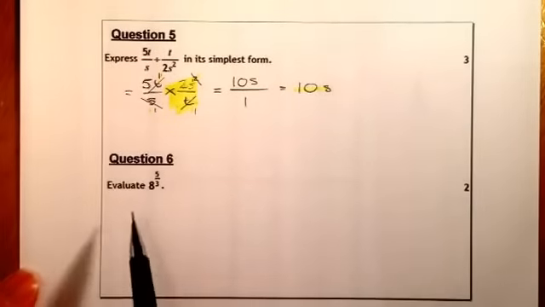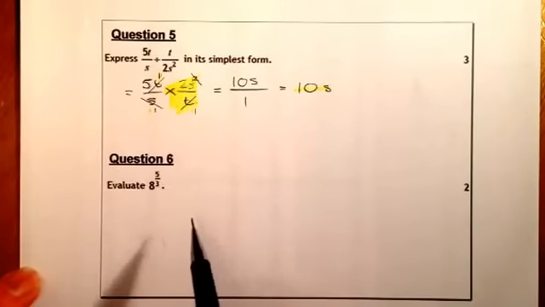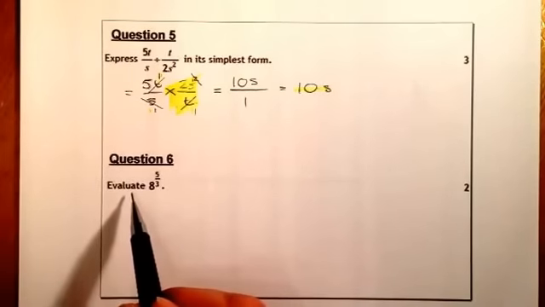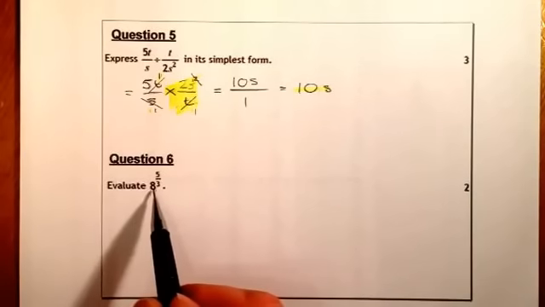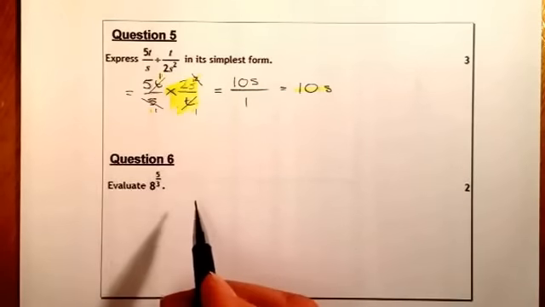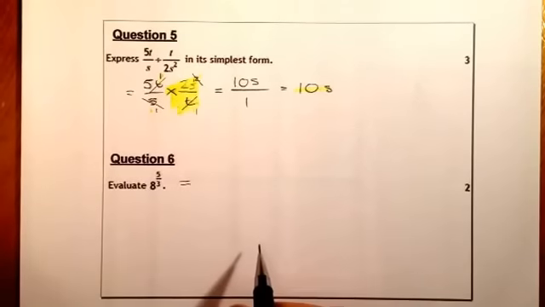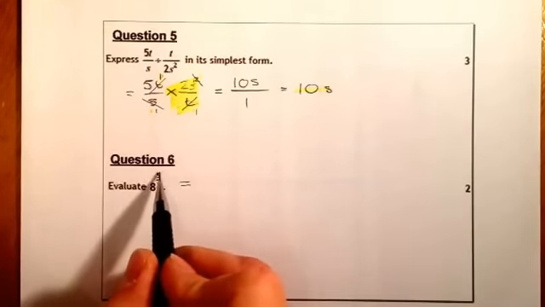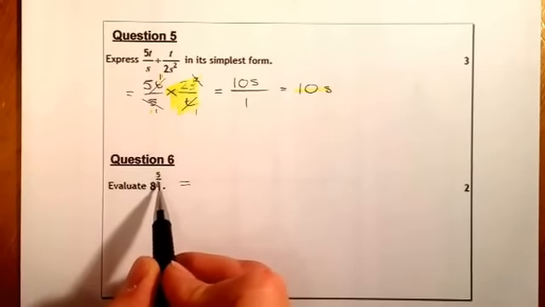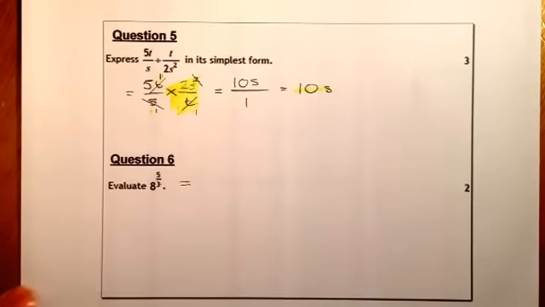Question 6, what we've got is an indices question. So I've got to evaluate, I've got to work out what the value of 8 to the power of 5 over 3 is going to be. So first thing that I would do with that would be to change it into root form. So remember the way that this stands here, this fraction, the root part is this part at the bottom. So just like a flower, the bottom part is the root. So I'm going to write it in that form there.